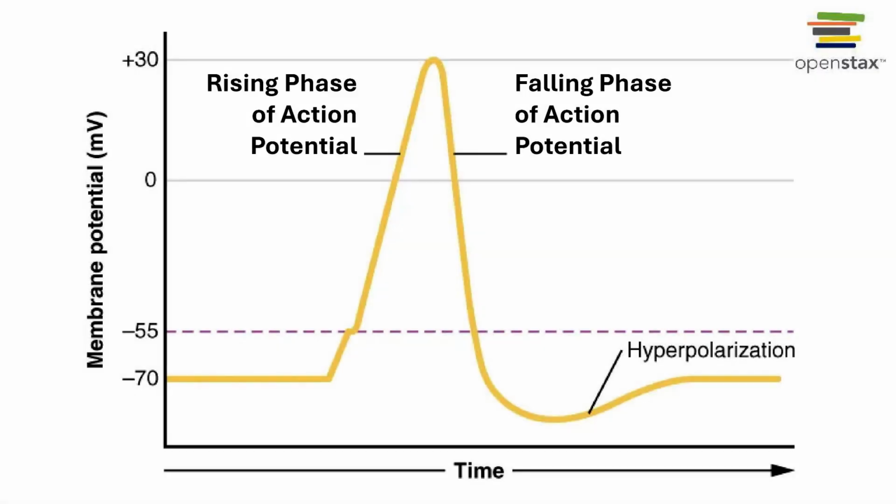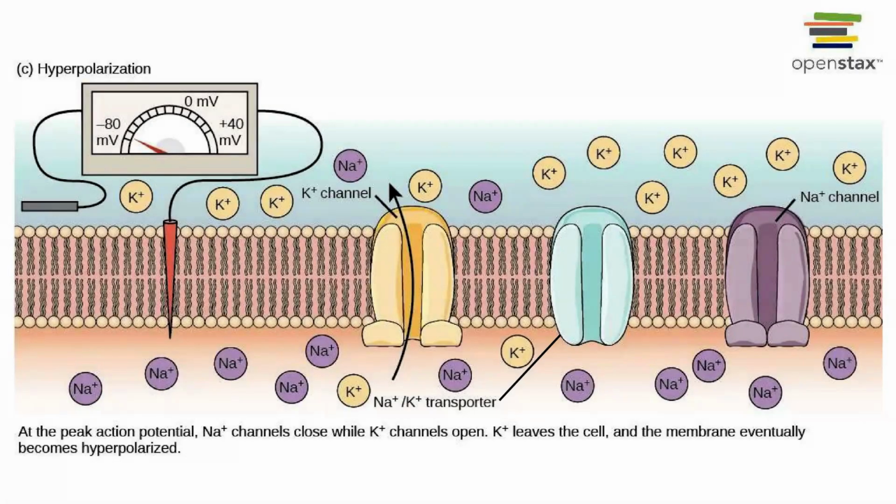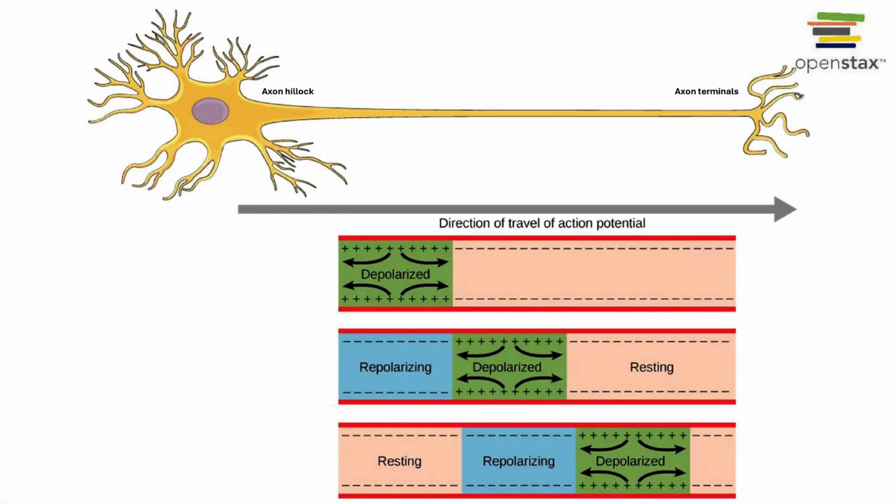During the falling phase, voltage-gated potassium channels open and potassium exits the neuron, causing repolarization and hyperpolarization. Hyperpolarization occurs at the end of the falling phase because more potassium channels are open compared to when the neuron was at rest. Action potentials are all-or-nothing events that are generated at the axon hillock and travel the full length of the axon without losing strength.